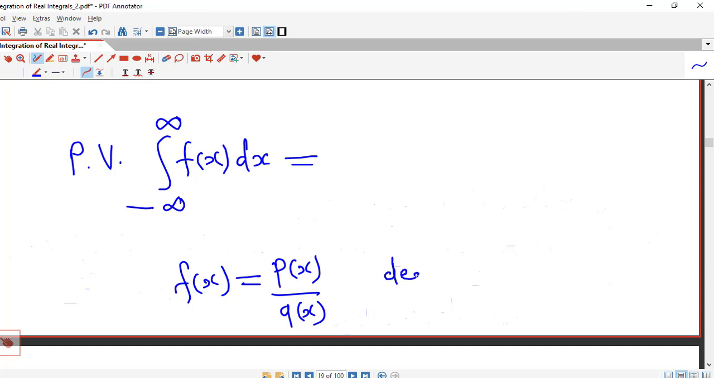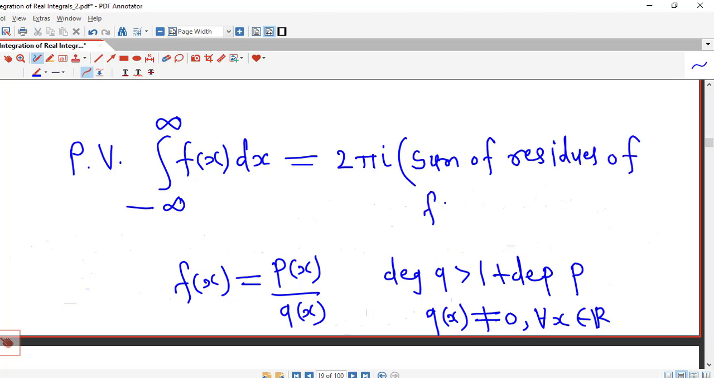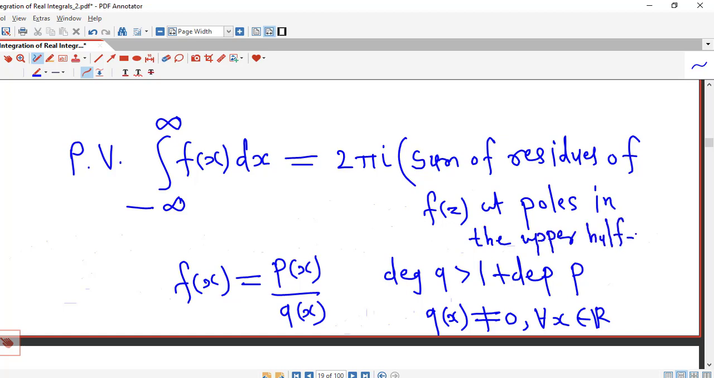the degree of q is strictly greater than 1 plus degree of p, and this q(x) is non-zero for every x belongs to R, then this principal value is given by 2 pi i times the sum of residues of the corresponding complex function f of z at poles in the upper half plane. So this is the formula which we are using from the last several lectures.